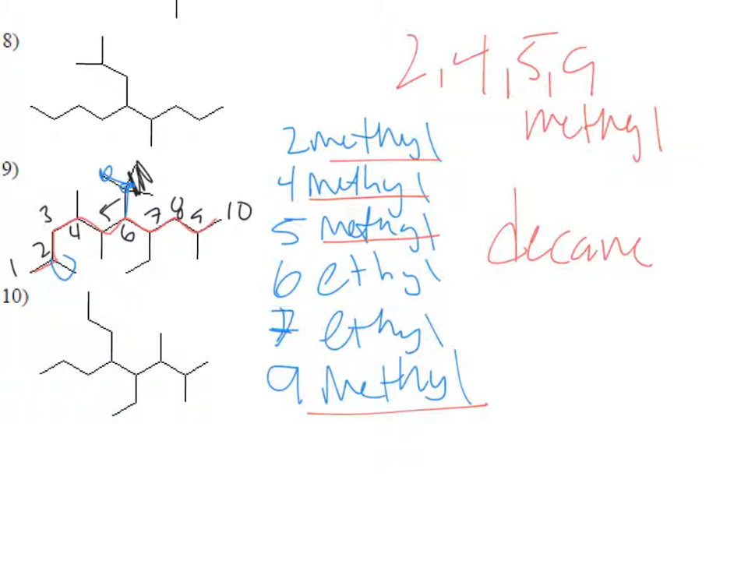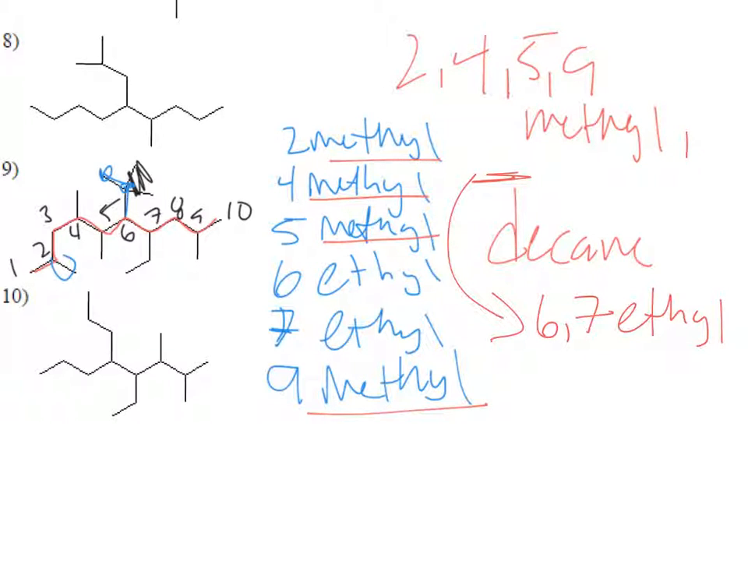Okay, anyway, so 2, 4, 5, 9 methyl. Now we need to name these ethyl groups, and I'm not going to have a lot of room to do this. It should go here, but I don't have room, so I'm going to write it down here. So it's going to be 6, 7 ethyl. So the proper name of this molecule is 2, 4, 5, 9 methyl, 6, 7 ethyl decane. And remember, that's assuming that we cross off those 2 extra groups, which we're going to keep going with, and we're just going to keep it that way, okay?